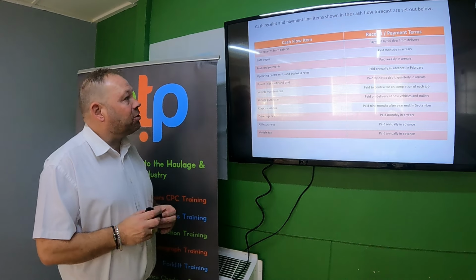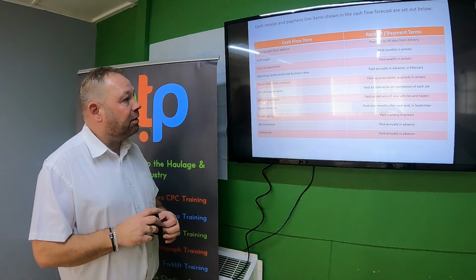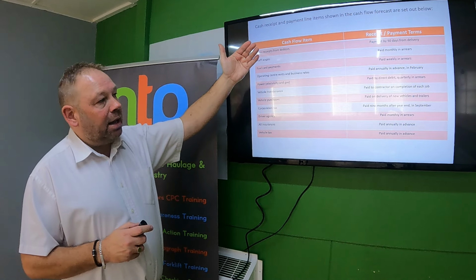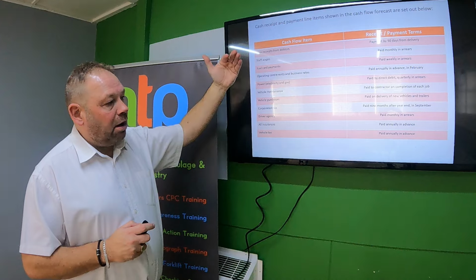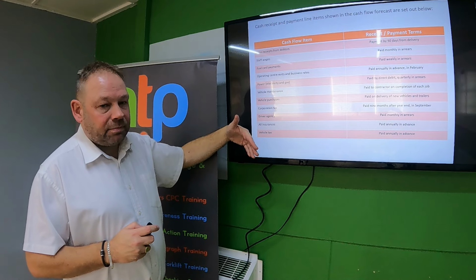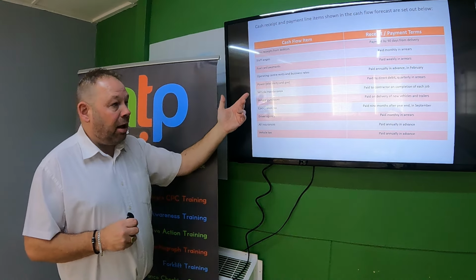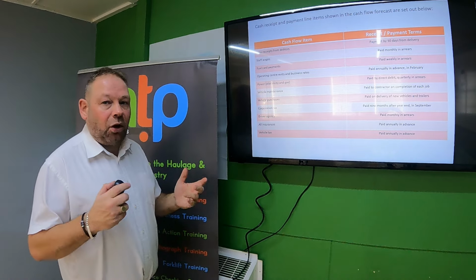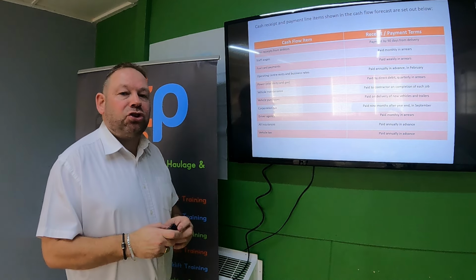The table here, cash receipt and payment lines, cash flow forecast. Gives a list of the cash flow item and the payment terms for each item. I'm not going to read them out. Pause, have a quick look and highlight any of those that is going to affect our costings, costing a vehicle on the journey.